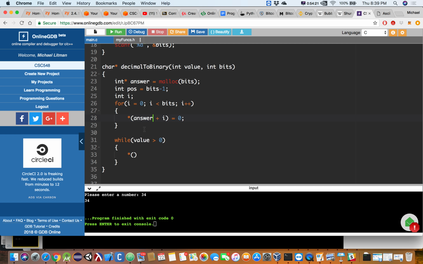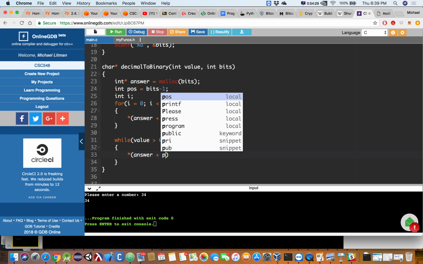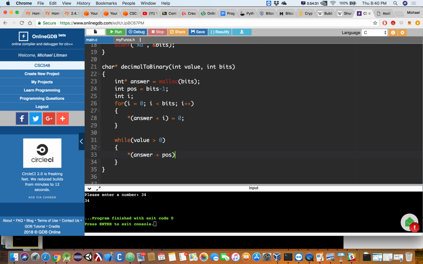My array was called answer, not AR, so I had to change it here. All right, so I'm going to store at position answer plus pause the value that's going to go in there, which is value mod 2. Okay?